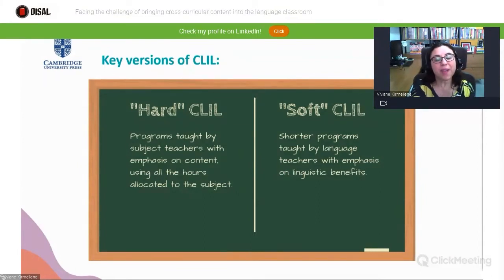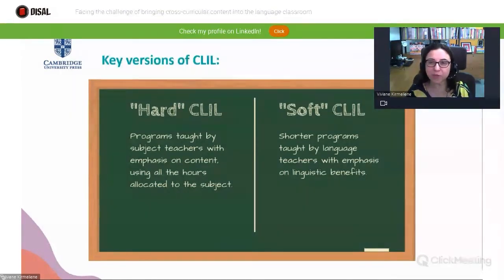Now, if we have a soft CLIL approach, we still have these 3 science classes a week, but one of them will be taught in English. So that's why it's called a shorter program. And then, okay, this teacher will talk about the solar system, but will teach the words for the planets, might have, I don't know, a pronunciation practice with the names of the planets, and might even use the position of the planets related to the sun as a way to teach ordinal numbers, for example.